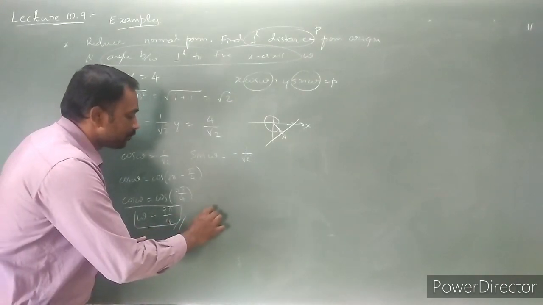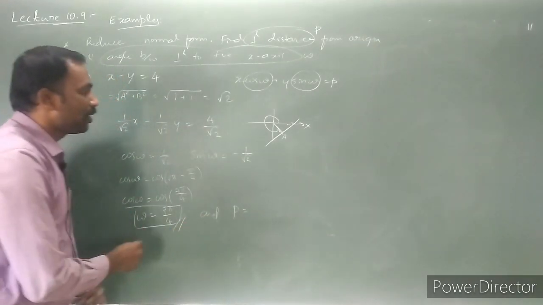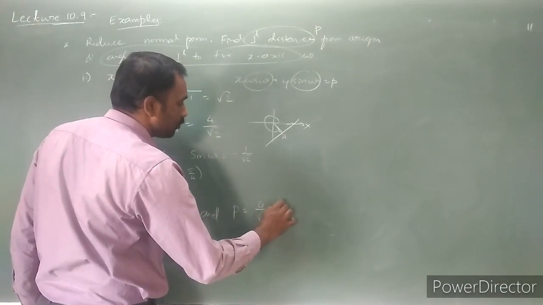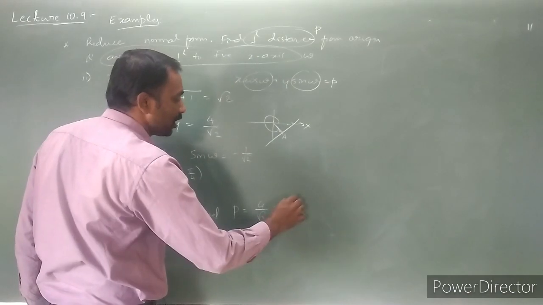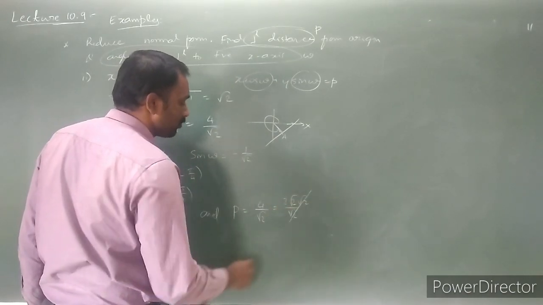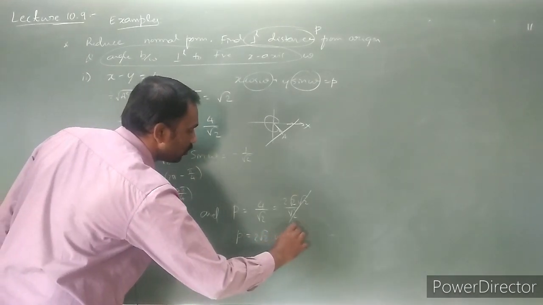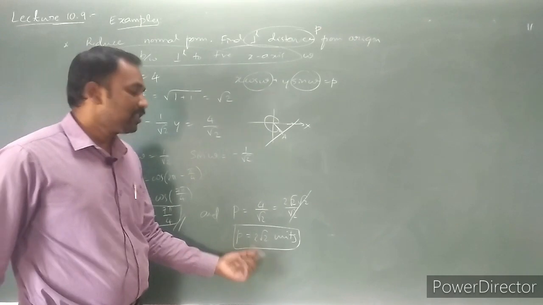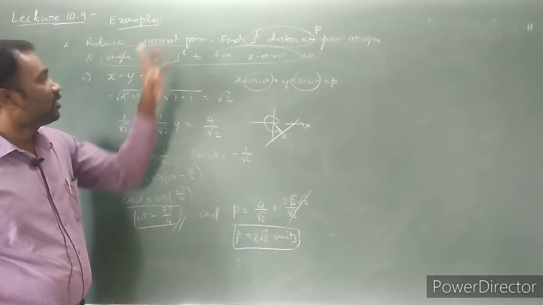And the p value, what is the perpendicular distance? 4 divided by root 2. 4 by root 2 can be simplified. 4 can be written as 2 into 2 divided by root 2, and 2 can be written as root 2 into root 2. One of the root 2 gets cancelled. Finally p is equal to how much? 2 root 2 units. Finally the p value is equal to 2 root 2 units. We will reduce into normal form.